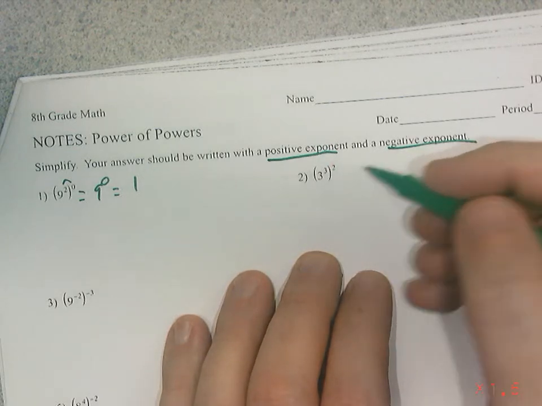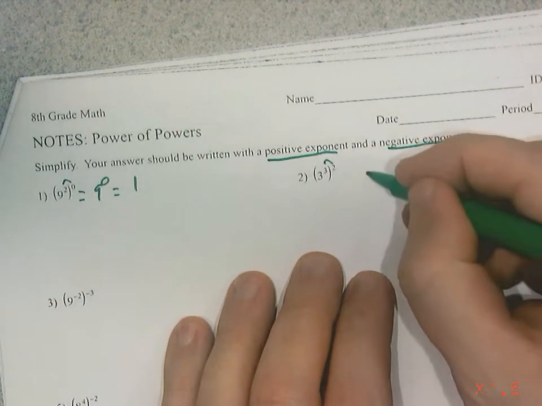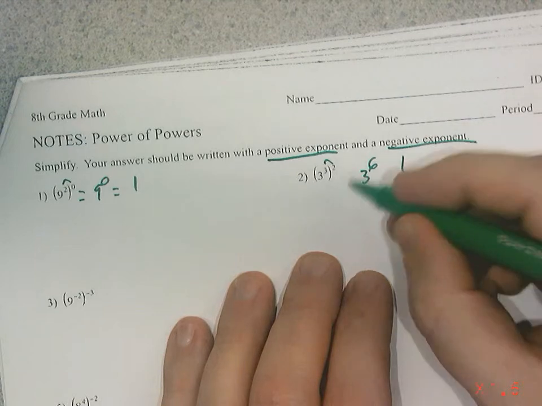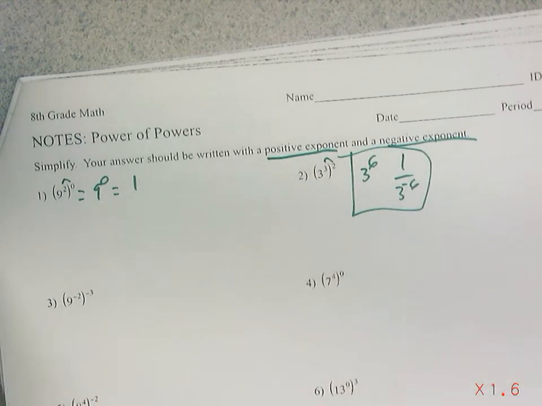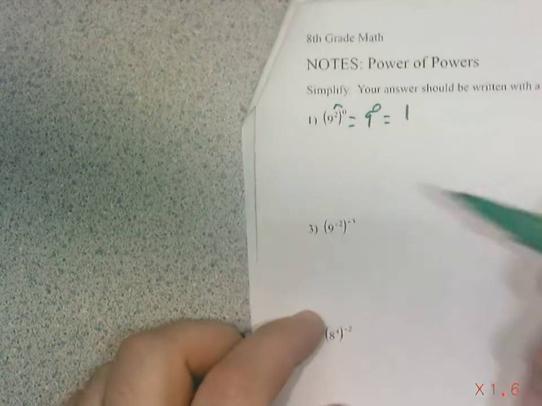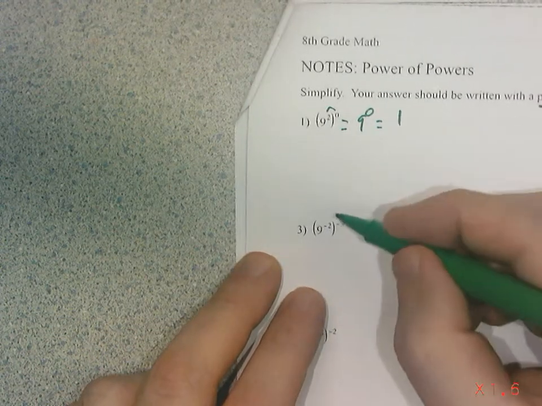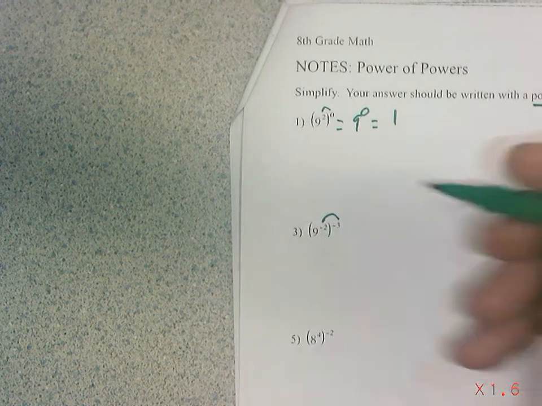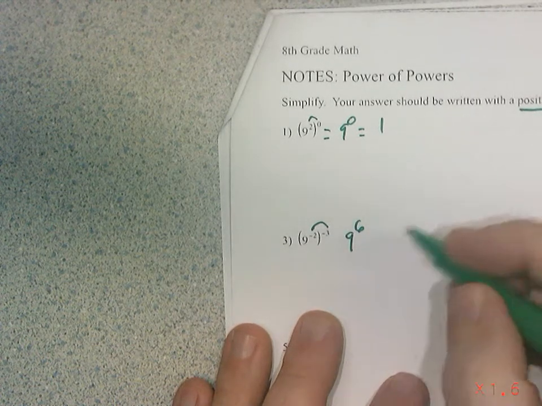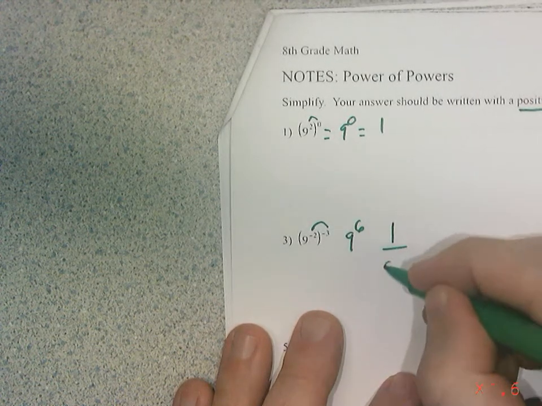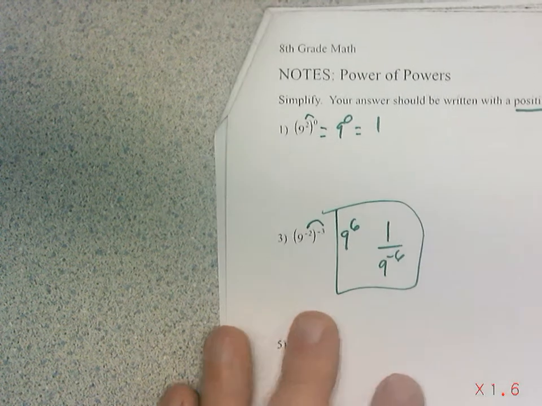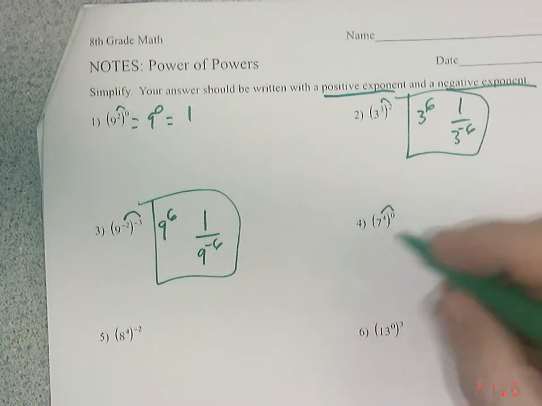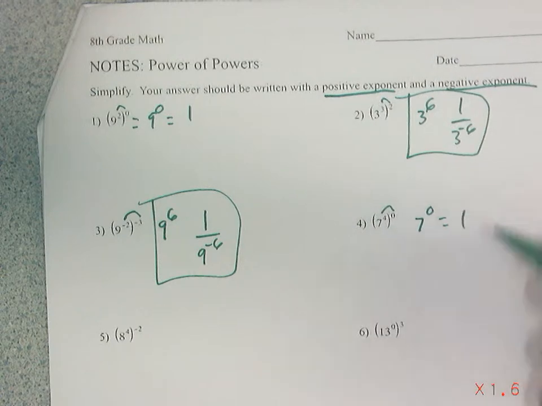Number 2, 3 to the third to the second power. 2 times 3 is 6, so I'd have 3 to the 6 as my positive exponent, and then 1 over 3 to the negative 6 as my negative exponent, and that's my 2 answers. Okay? Next is 9 to the negative 2 times negative 3 power. So negative times a negative is a positive, right? So I would get 9 to the 6th power, and then written as a negative exponent would be 1 over 9 to the negative 6th power. And that would be your answers. Okay? 7 to the 4th to the 0 power again. Anything raised to the 0 power is just going to be 1.